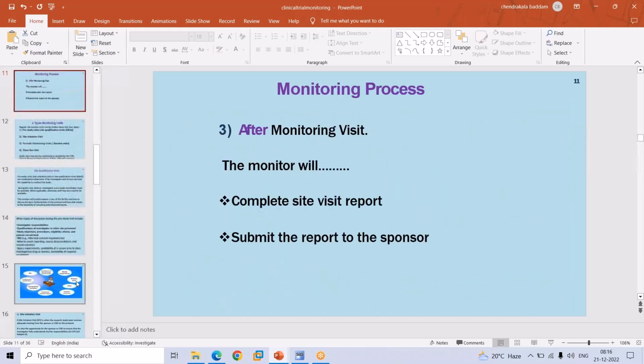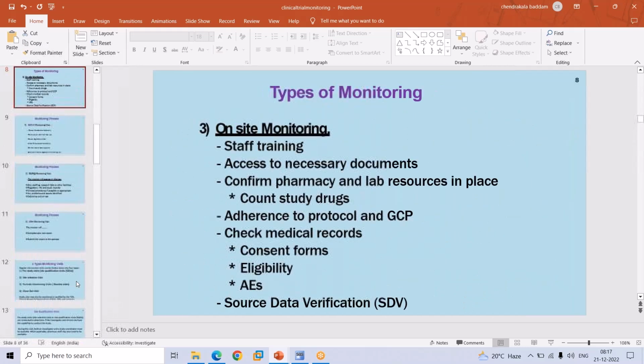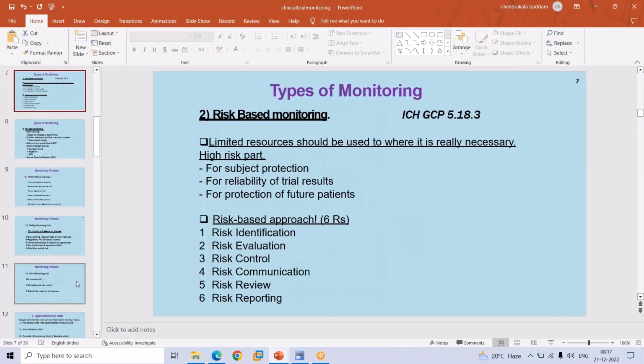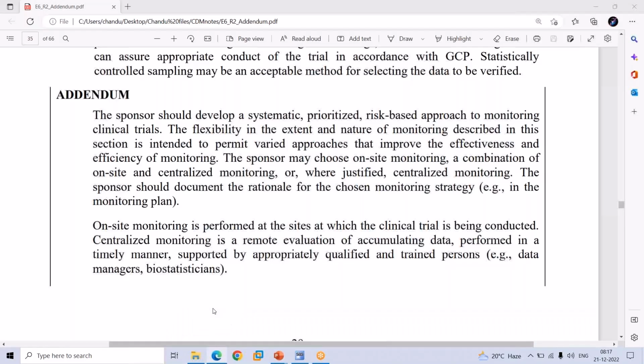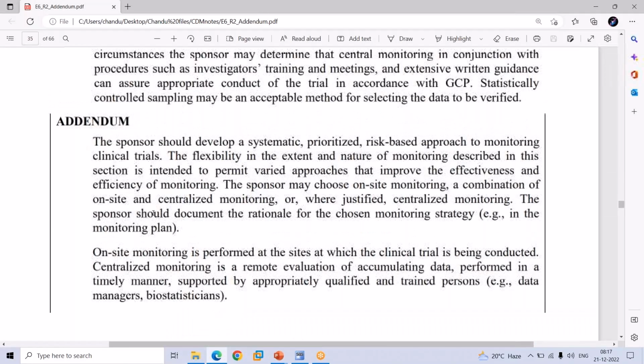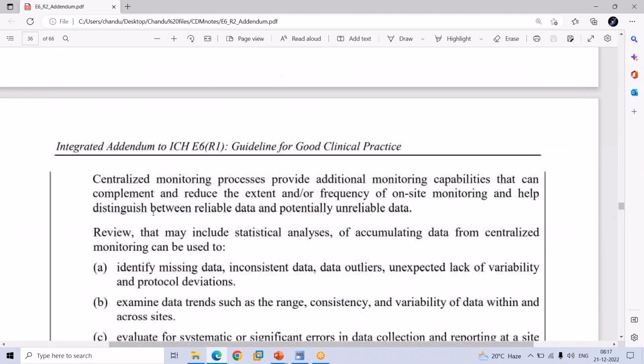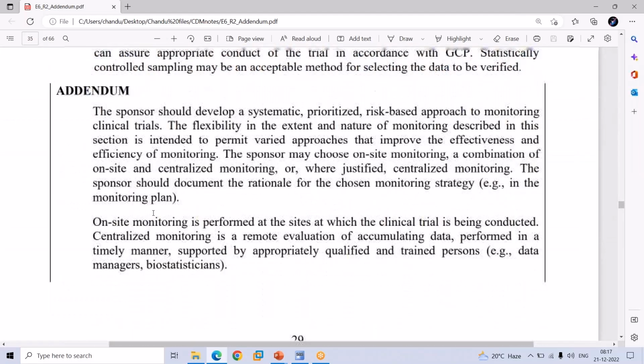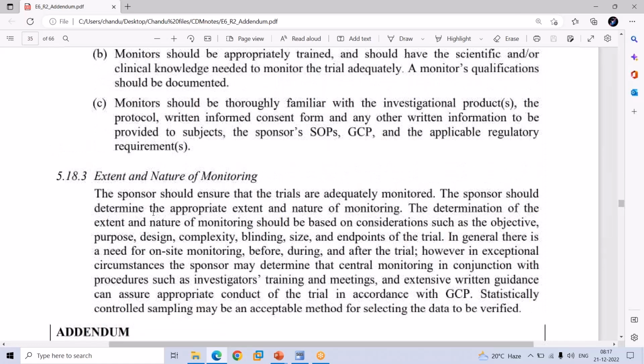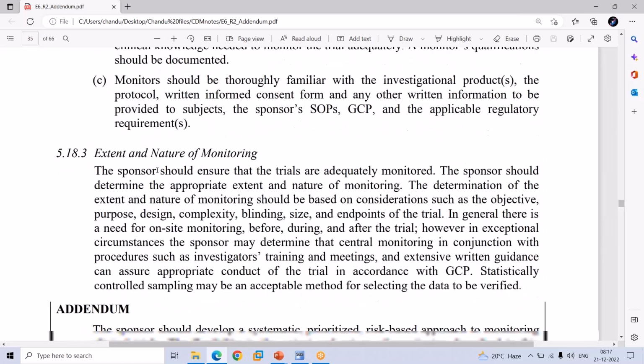So we already discussed the types of monitoring. How many types? On-site monitoring, risk-based monitoring, central monitoring. We'll just look at the E6. So all are explained here, on-site monitoring and all. We'll just have a look at this one. This is the addendum to the nature and extent of the monitoring.